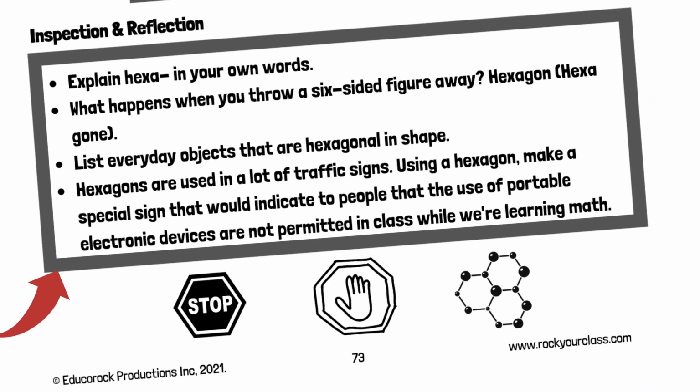Explain hexa in your own words. What happens when you throw a 6-sided figure away? Hexagon. List everyday objects that are hexagonal in shape. Hexagons are used in a lot of traffic signs.